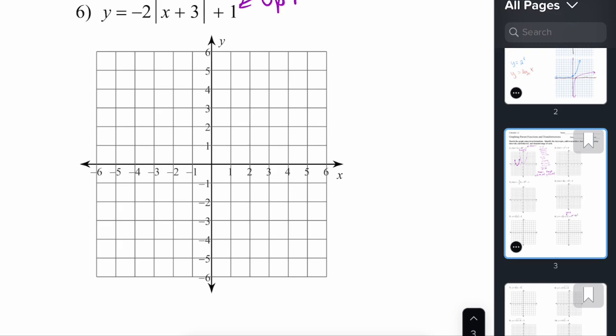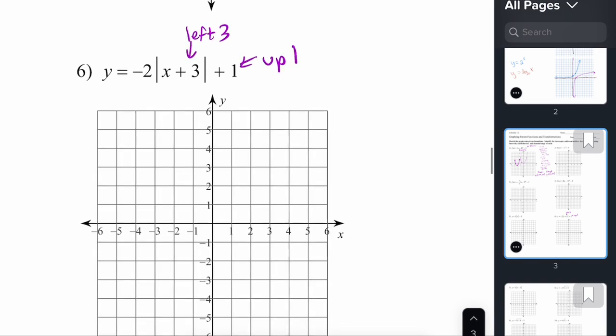Anyway, this is going to go left 3 and up 1. This is going to flip it and stretch it away from the x-axis. So we have some things to think about. When I have something that has a number on the outside that really has an issue, I know the symmetry of a V or an upside down V.